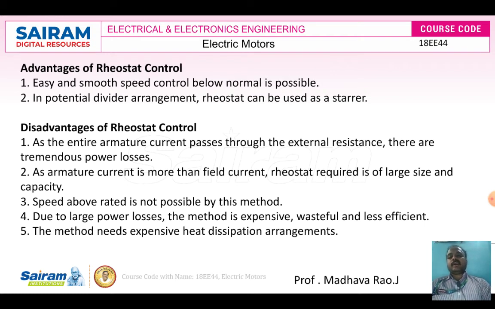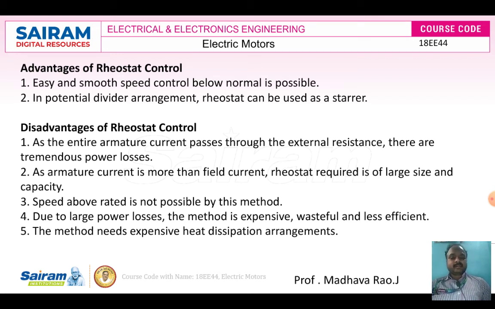The first one, advantages of the rheostatic or armature voltage control method. Easy and smooth speed control below normal speed is possible. The potential lever arrangement rheostat can be used as a starter. So the rheostat itself you can use as a starter, and there is no need of an extra starter for this method.